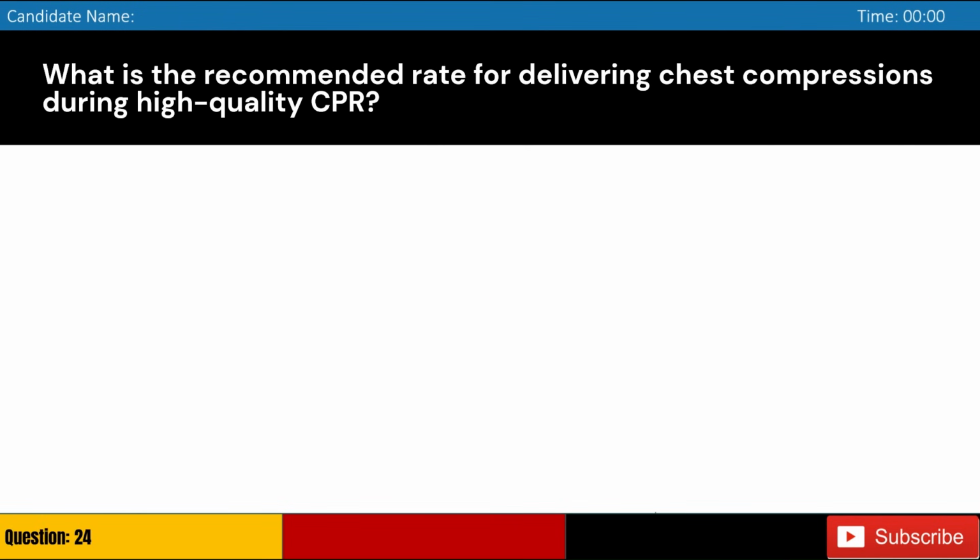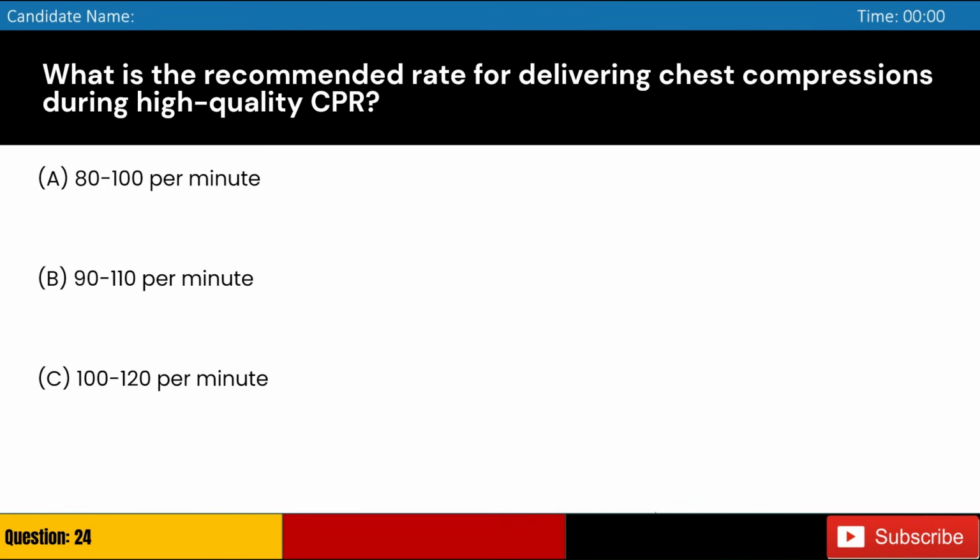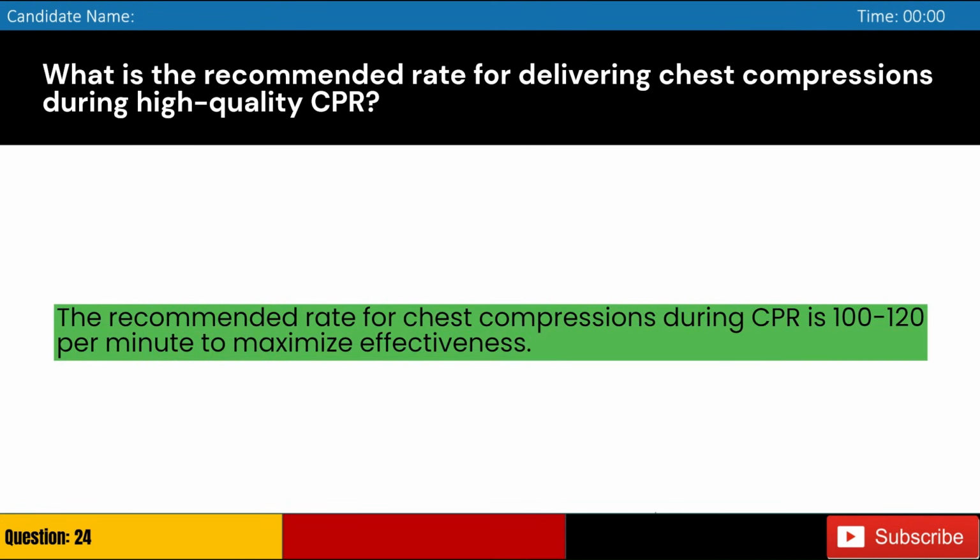What is the recommended rate for delivering chest compressions during high-quality CPR? A. 80 to 100 per minute. B. 90 to 110 per minute. C. 100 to 120 per minute. D. 120 to 140 per minute. Answer C. The recommended rate for chest compressions during CPR is 100 to 120 per minute to maximize effectiveness.